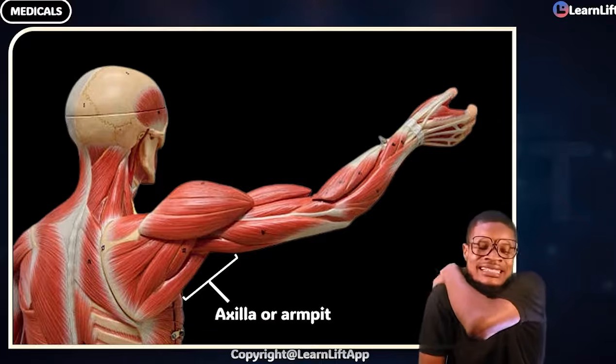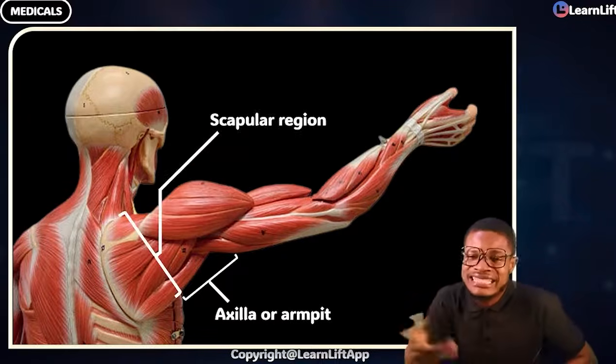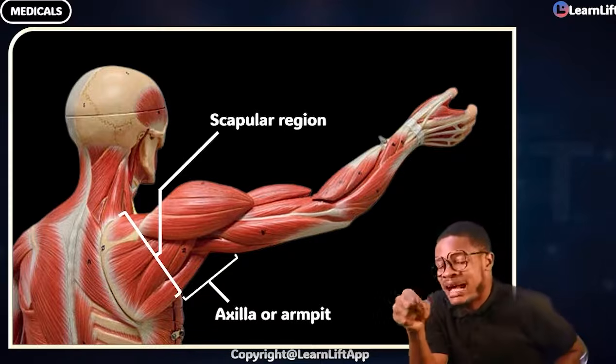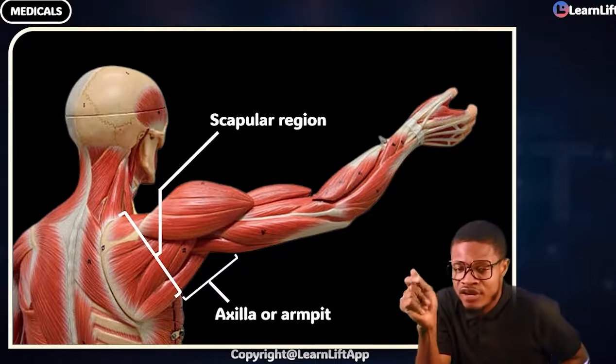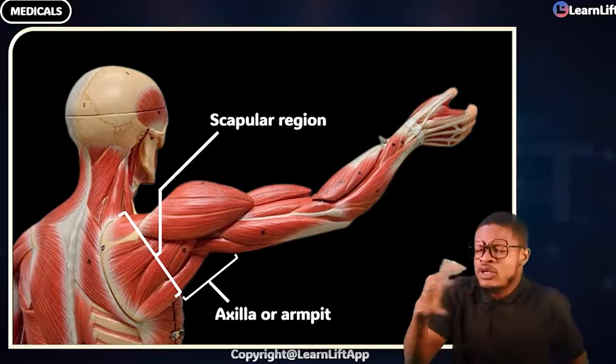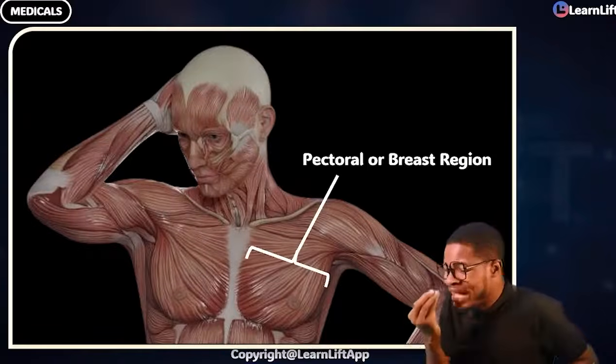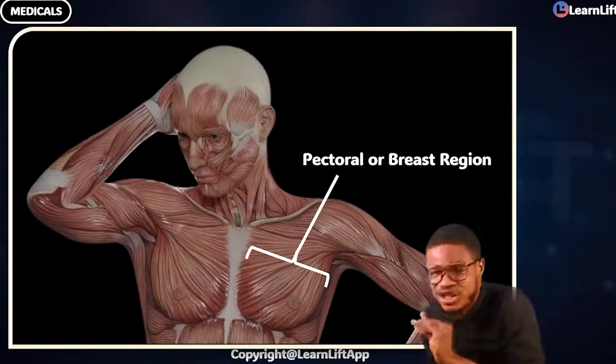Posteriorly, the back side, which region is that? That is the scapular region, because the bone that is there is the scapula. I'm going to show you bones very soon. And then if you now come to the front, that is the anterior side. What do we call that? It is called the pectoral or the breast region.